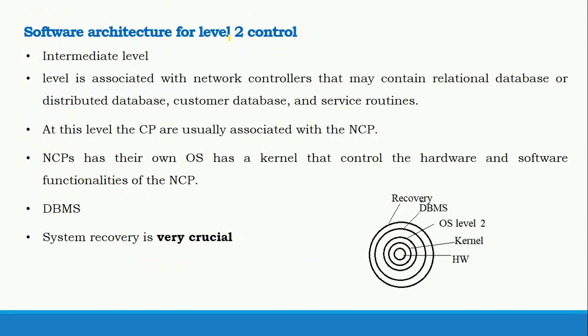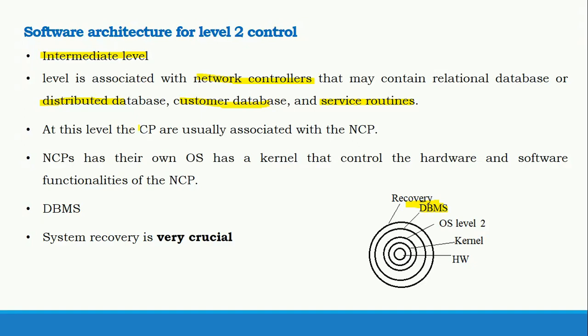Next, the software architecture level 2 is nothing but the intermediate level, where you have only one single component, but it is connected to level 1 and level 3. So what will you have? The network controller. Inside the network controller, the maximum importance is given to DBMS. What is DBMS? It is the database management system, where it stores every relation with the data. That means it may hold a distributed database, customer database, and also service routines. Customer database means information about the customer, and service routines means dial tone, ringing current, the information which is needed for the subscriber.